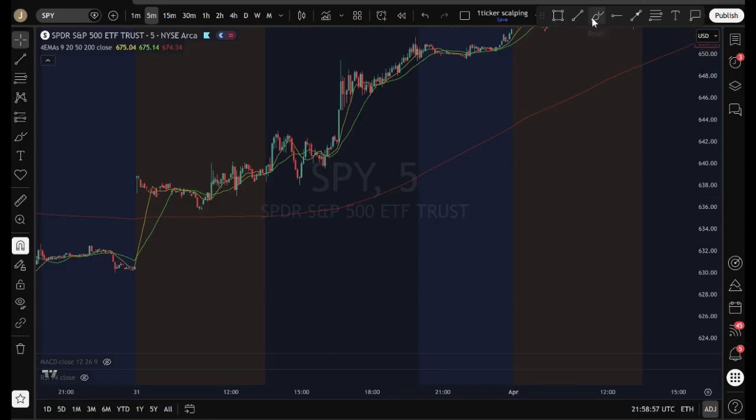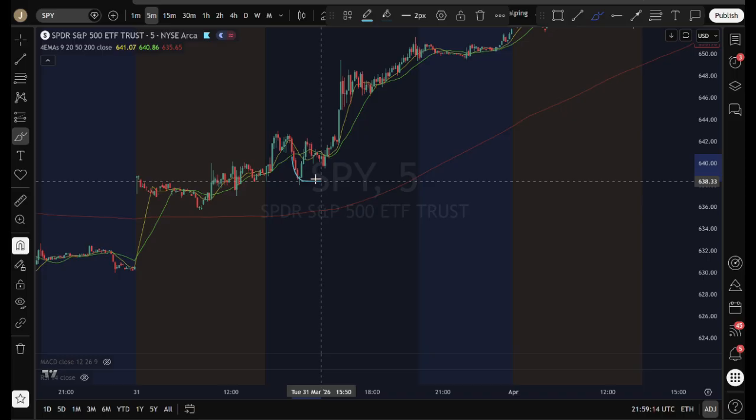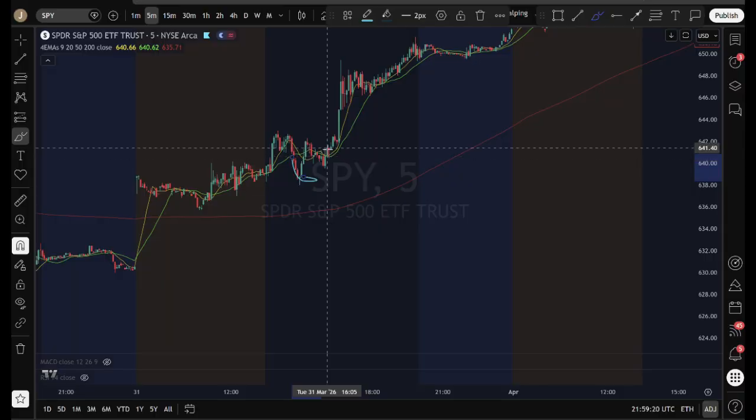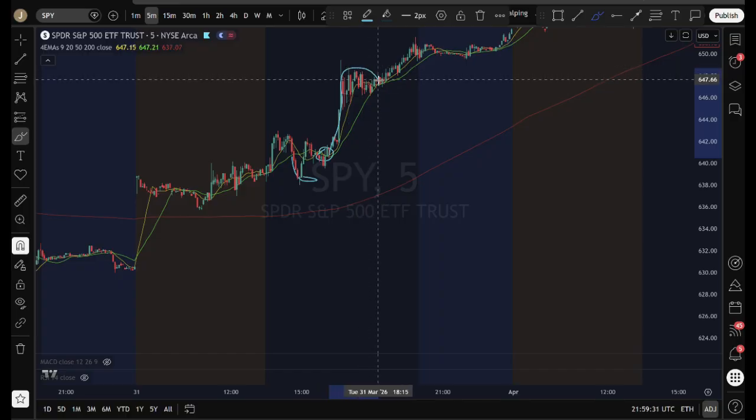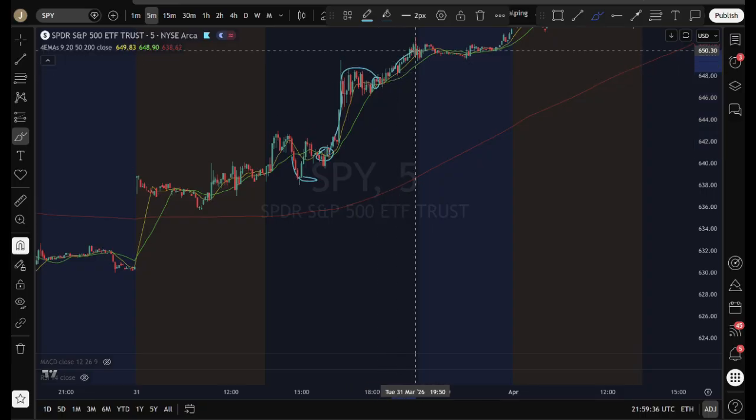If we just used the EMAs, remember the 9 is your yellow, the green is your 20. Right here, the 9 is coming down. We came down right here, which is just a pullback. But when the 9 crossed back up, right here, that is a good confirmation we are going on the upside. And we did. Another healthy pullback right here to the 20. And then more upside.